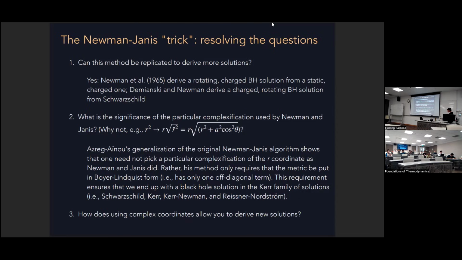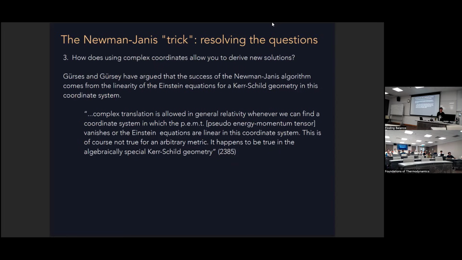And then the third question, how does using complex coordinates allow you to derive new solutions? So this goes somewhat hand in hand with the previous. The idea is that we're capturing something about the linearity of the field equations for a Kerr-Schild geometry.